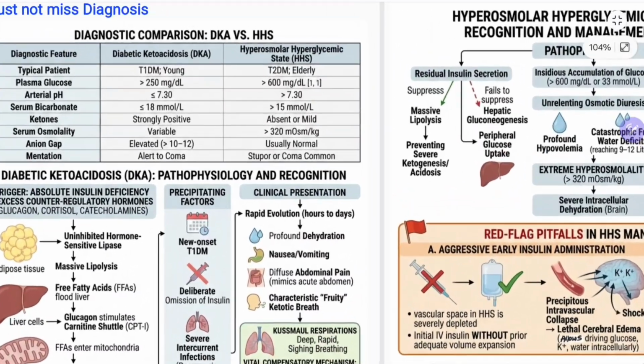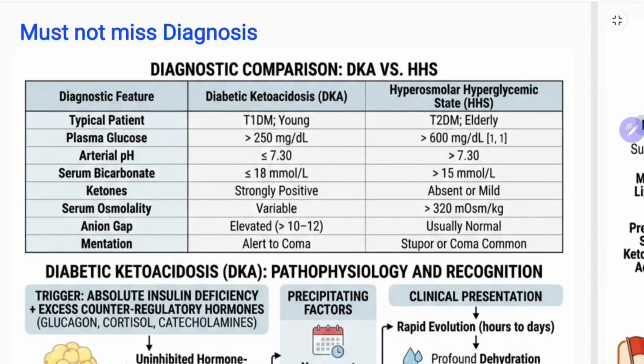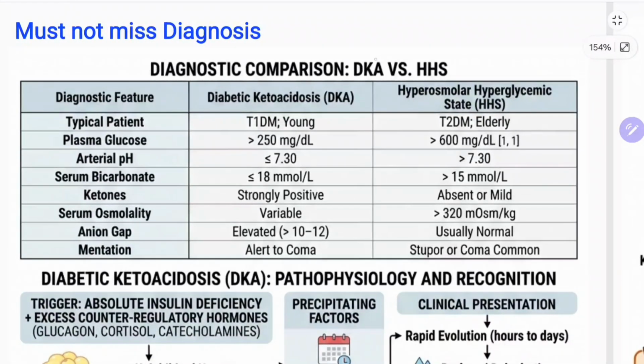physical examination. Today we will discuss about the must not miss diagnosis, meaning red flags we should not miss when you are seeing a patient with hyperglycemia. You should rule out these diagnoses. The most important two diagnoses in these are two. One is diabetic ketoacidosis and the second is hyperosmolar hyperglycemic state. These two should be ruled out.